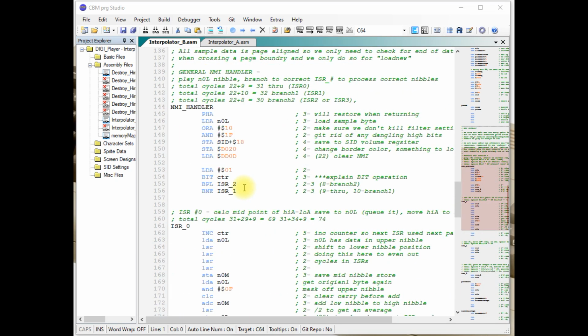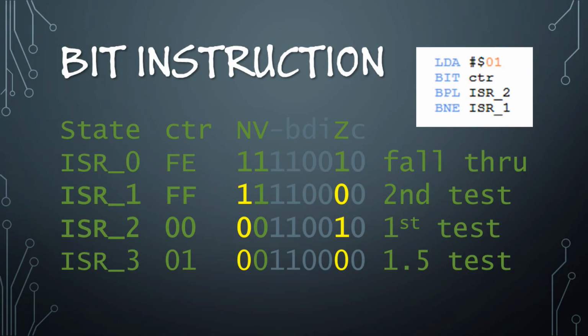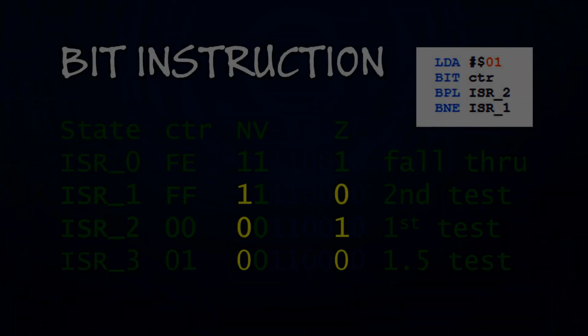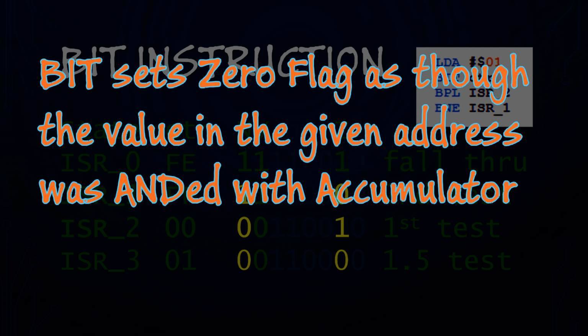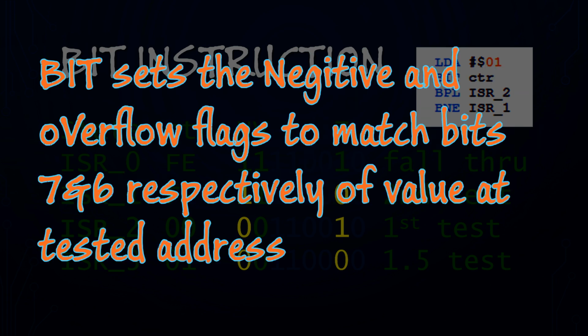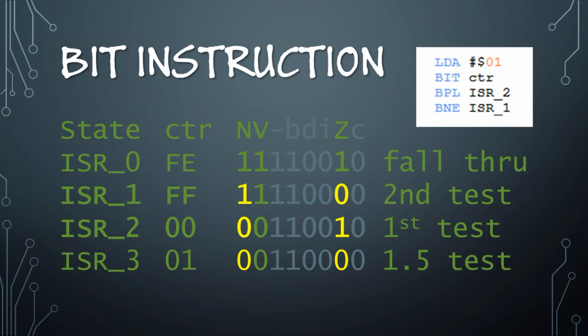Let's look in a little more detail at what this bit instruction is doing. We preload our counter with FE to represent state 0, which might seem strange. Remember that the bit instruction sets the zero flag as though the value in the given address was ANDed with the accumulator. In addition, the negative and overflow flags are set to match bits 7 and 6 respectively of the value stored at the address tested. This table shows each state, the counter value for that state, and what the registers look like after the bit instruction is executed. The first test we actually do is BPL, branch if positive, which will take us to ISR2.